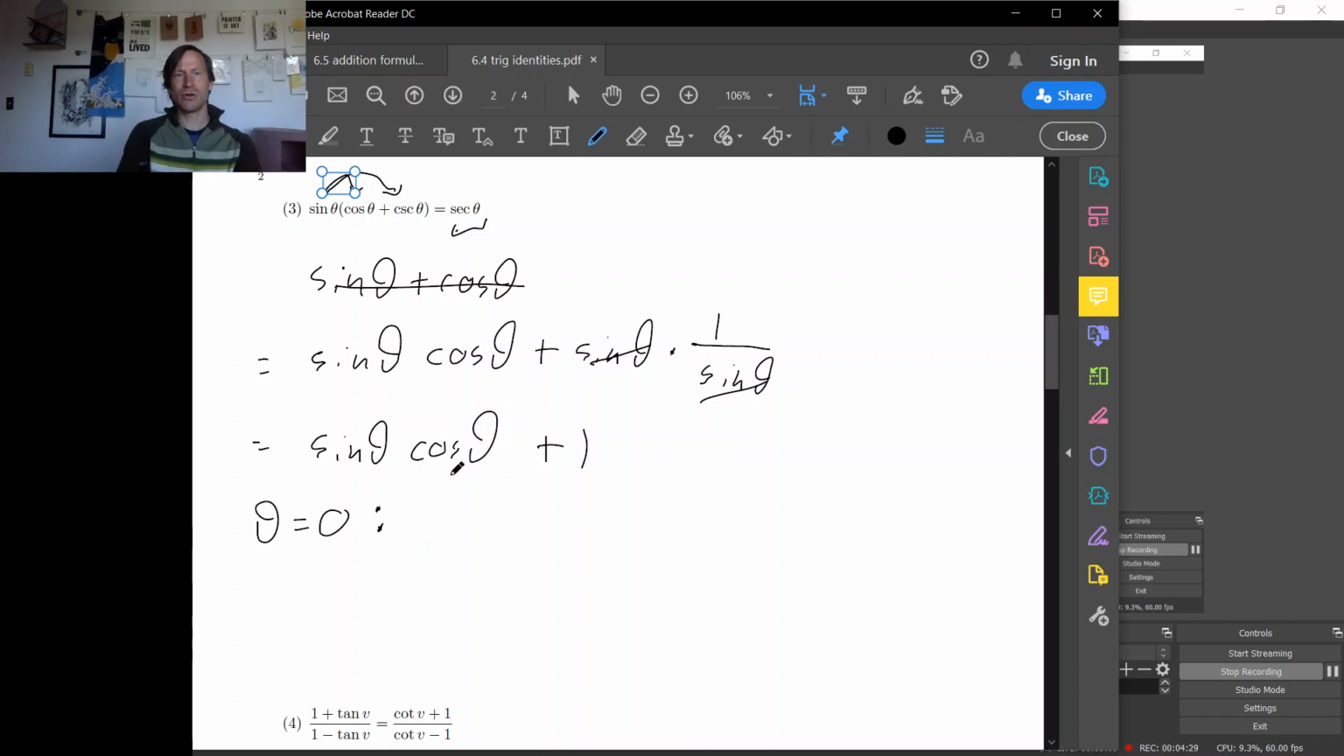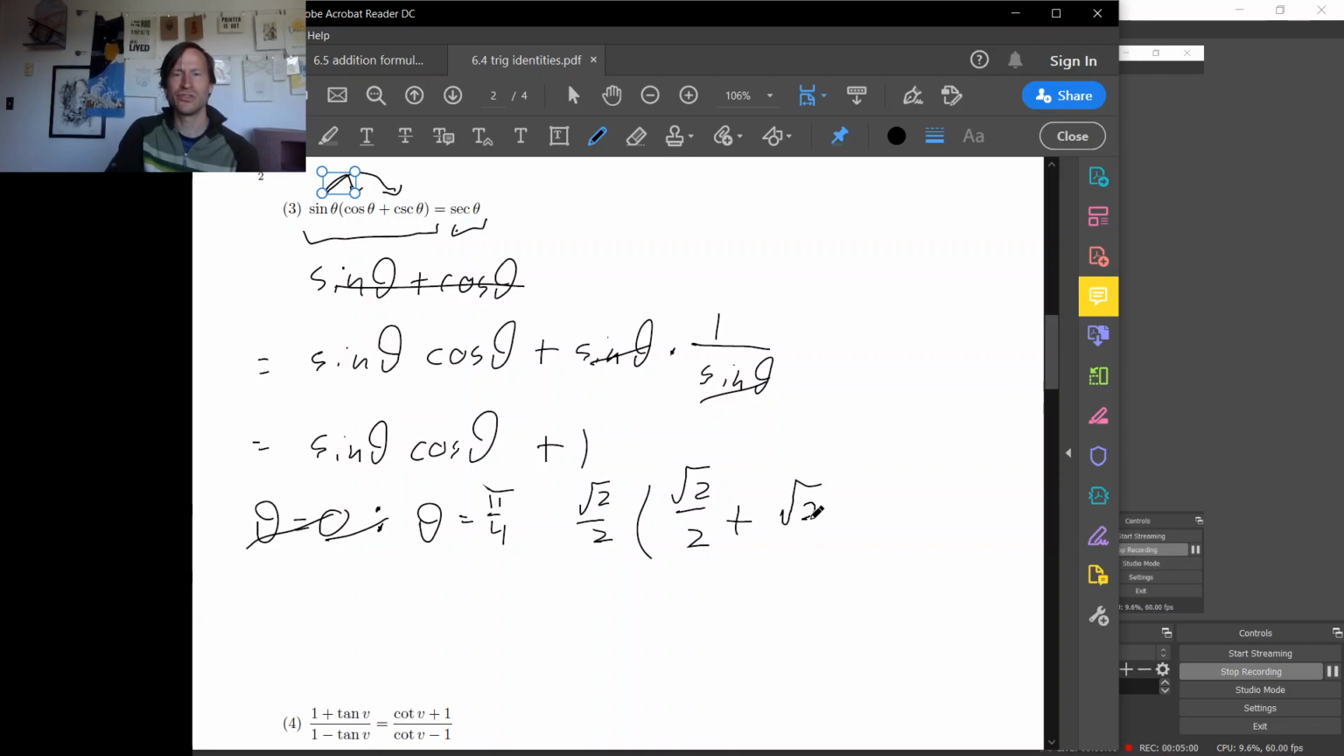For theta equals 0, actually, we can't even plug 0 into the left-hand side because cosecant isn't defined at 0. So let's try pi over 4 instead. For pi over 4, sine of pi over 4 is root 2 over 2. Cosine of pi over 4 is root 2 over 2. Cosecant of pi over 4 is square root of 2. And we want to know, is that equal to secant of pi over 4, which is square root of 2?